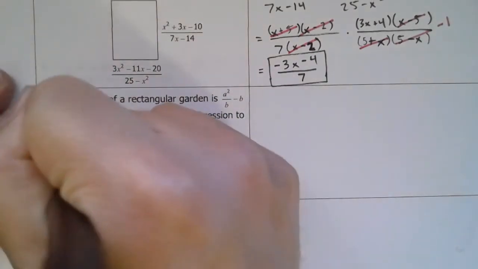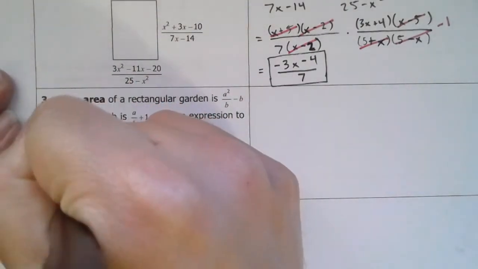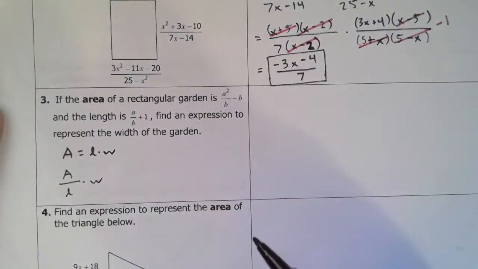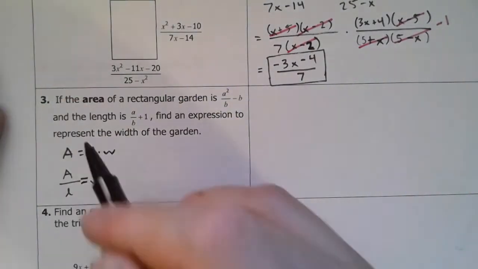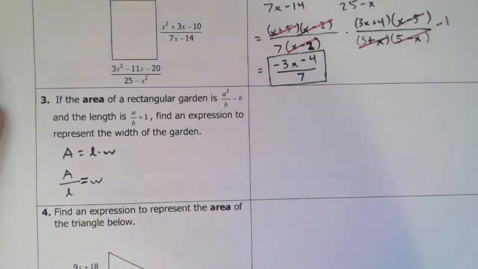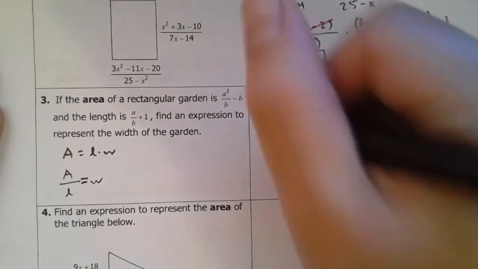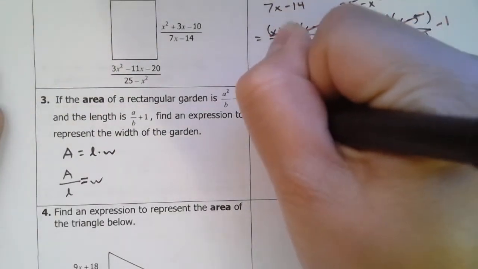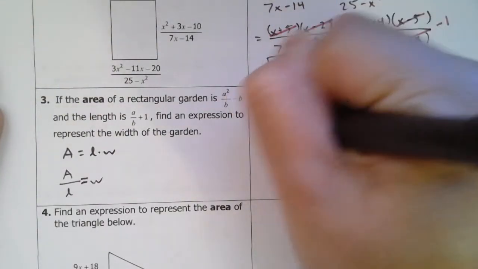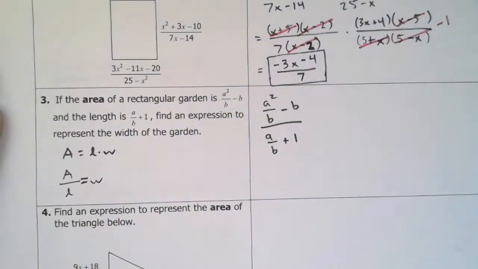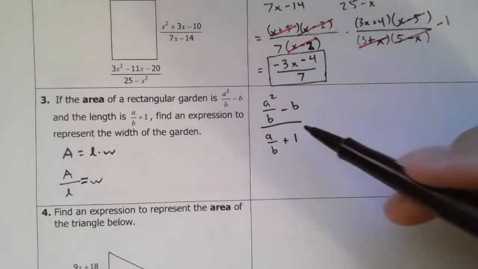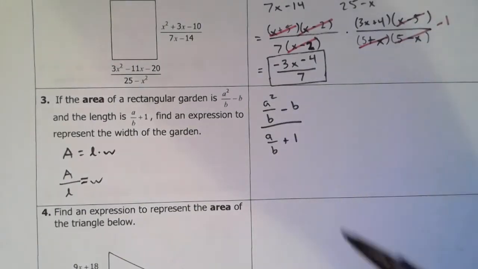So the expression I'm working with is area over length is equal to width, right? Is equal to width, because these two are the ones that are given. So then just plug in, right? So I have a squared over b minus b over a over b plus 1. And right, I have to merge the fractions on top here.